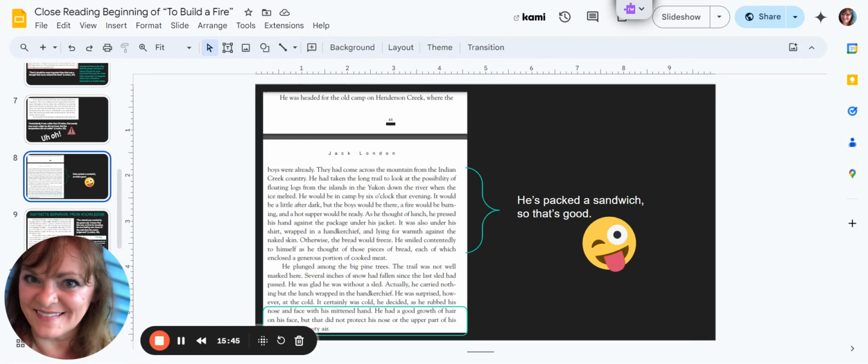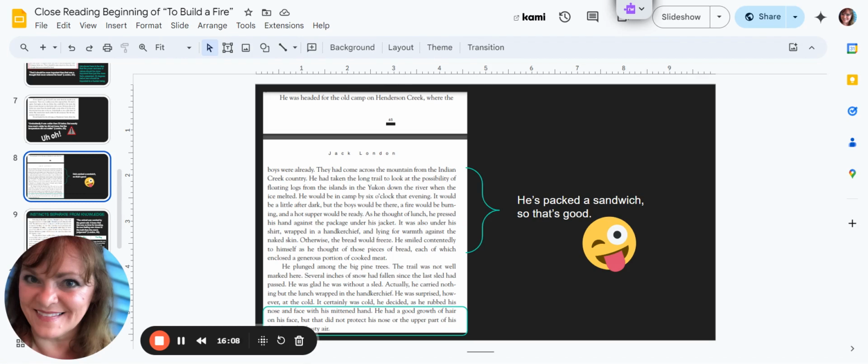He was headed for the old camp on Henderson Creek where the boys were ready. We don't know who the boys are, but we're guessing. Again, my background knowledge is that he is in the Yukon Trail, likely meeting up with some gold miners. This is the Klondike Gold Rush.